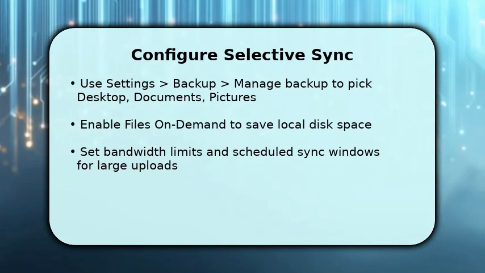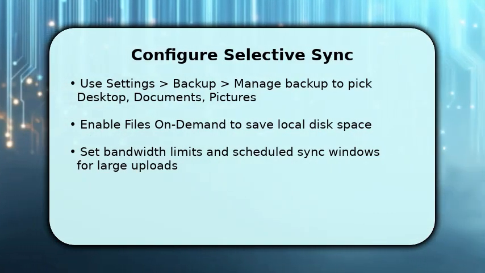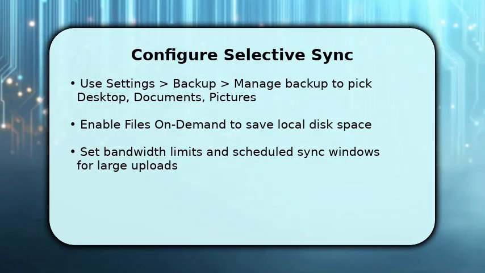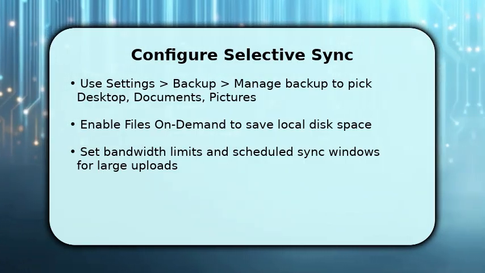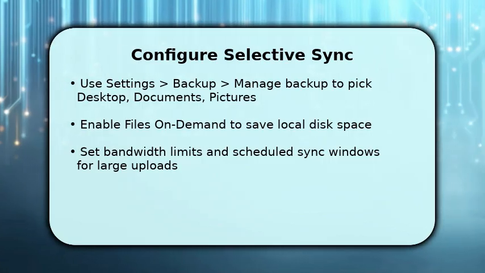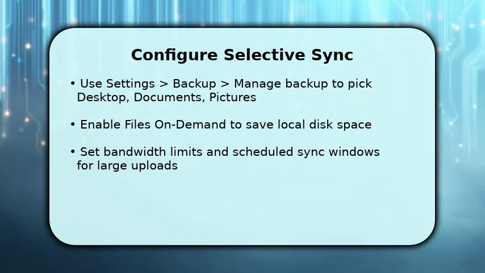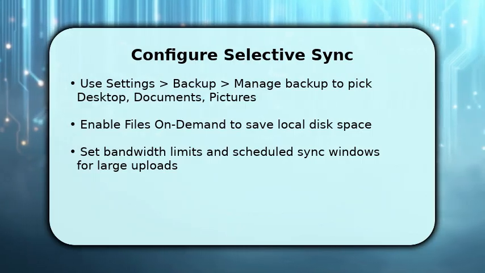Now configure selective sync and optimization. In OneDrive settings, go to Backup and manage backup to include desktop, documents, and pictures. Then enable Files On-Demand so placeholders save space locally while keeping files in the cloud.